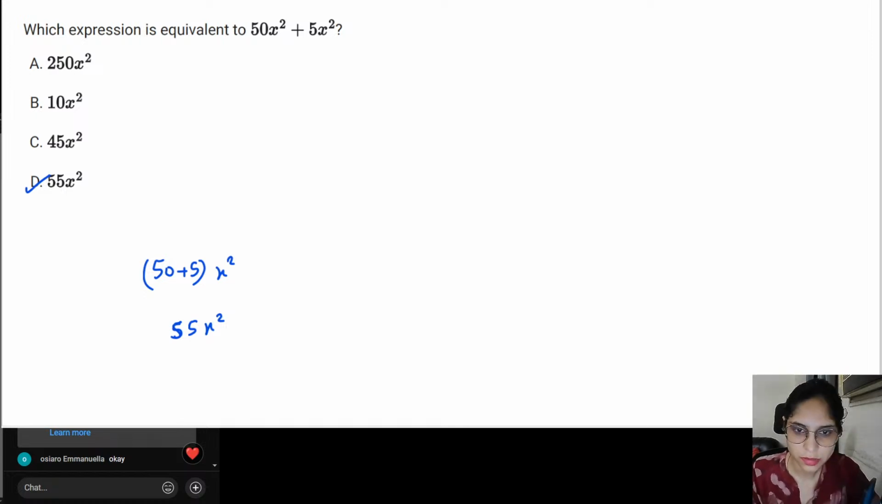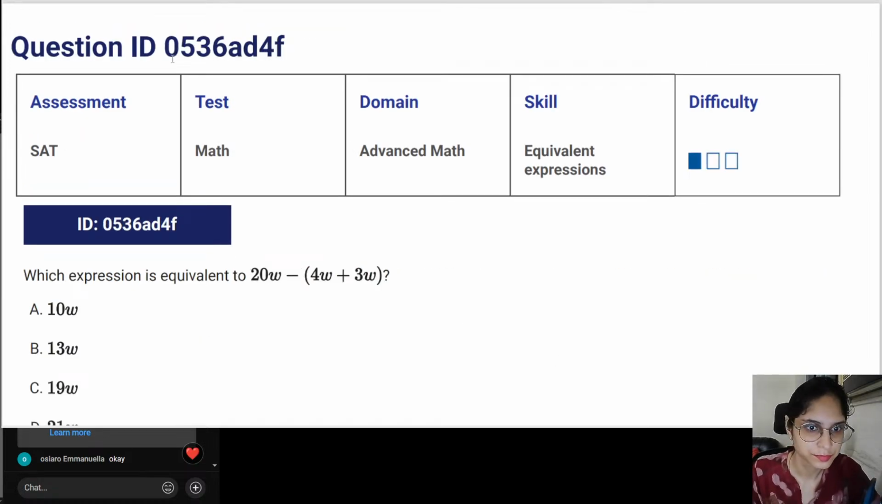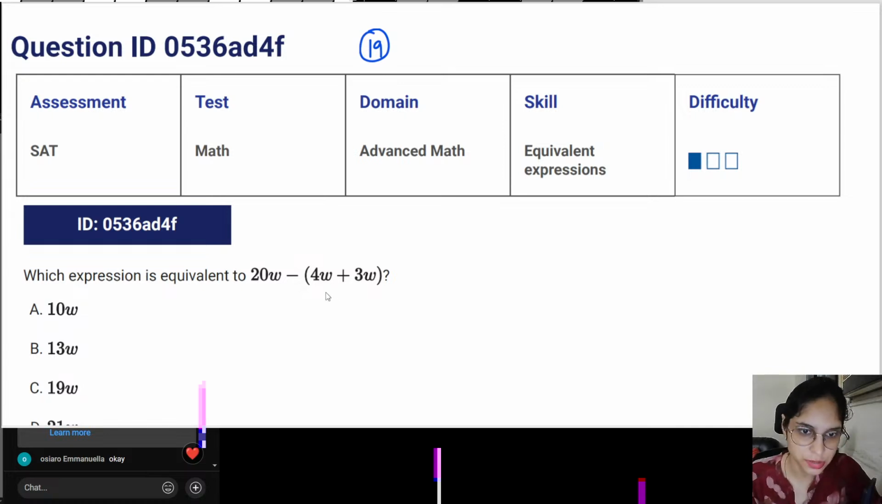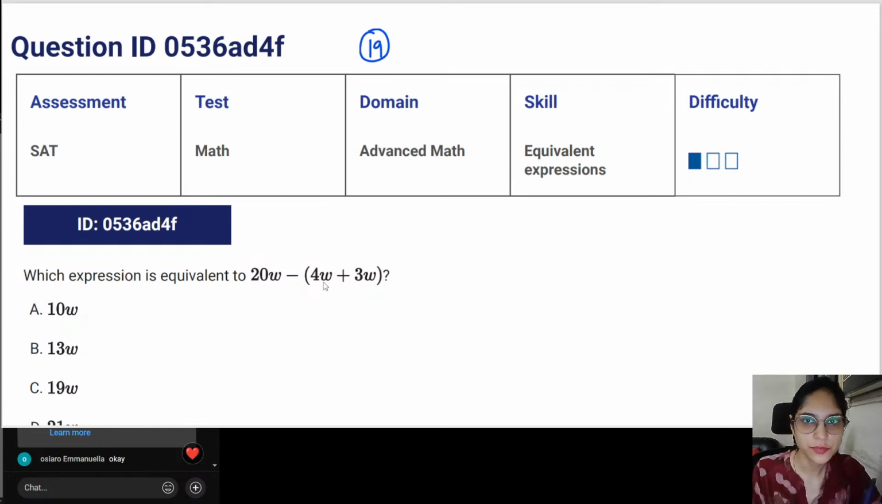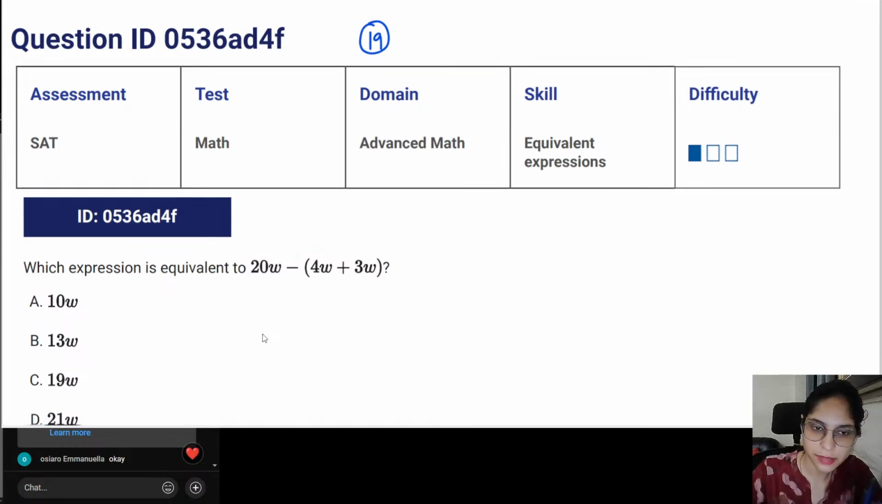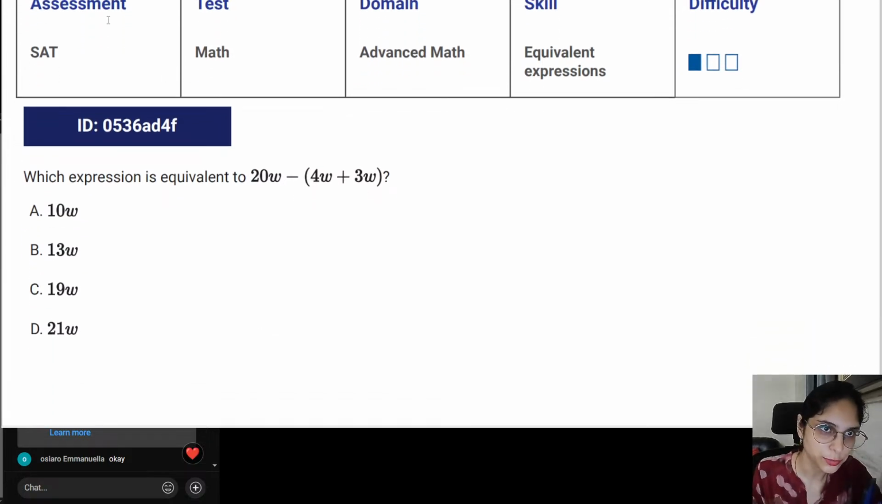Next one is question number 19. Again, whenever there is more than one operation, always apply PEMDAS, or BODMAS for Indian students, or GEMS if you're from somewhere else. So first we take care of parentheses, brackets or groups. So 4W plus 3W is 7W. It will be 20W minus 7W, that is 13W.